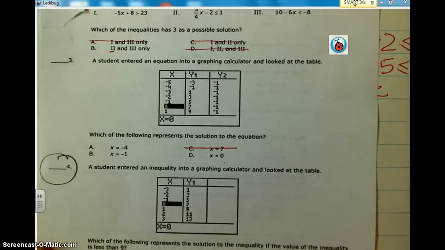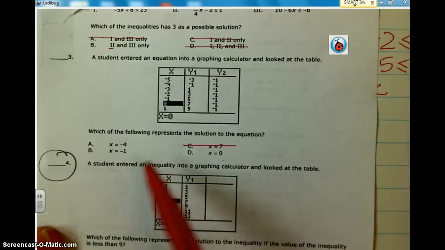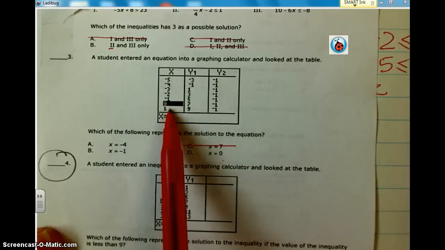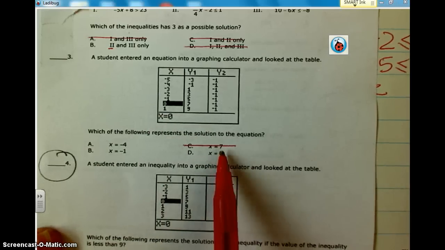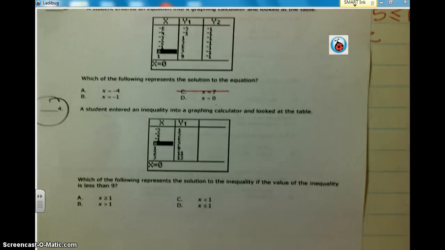Question number 3 says that a student entered an equation into a graphing calculator and looked at the table. Which of the following is the solution to the equation? All of your answer choices are in reference to x, so as you look at x, does the value of 7 even appear in your table? The answer is no, so we want to go ahead and mark that off.